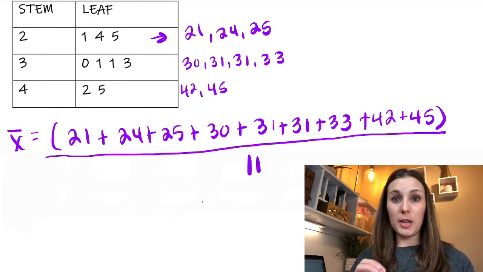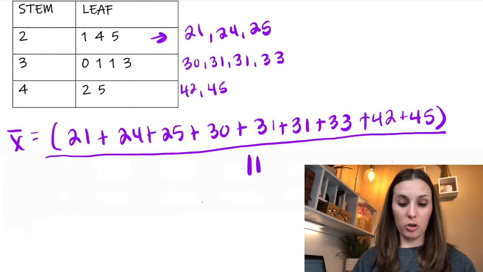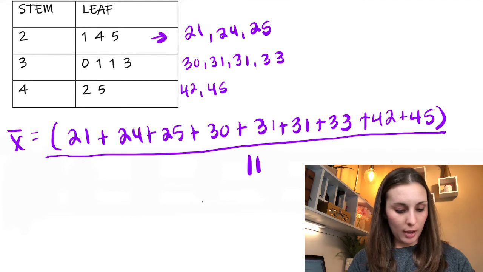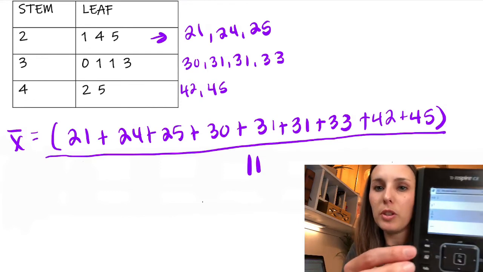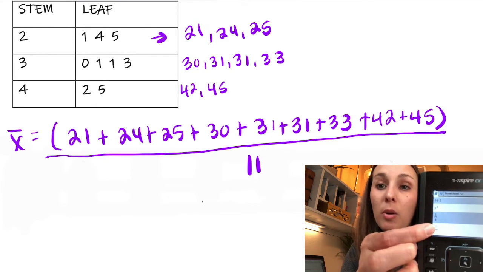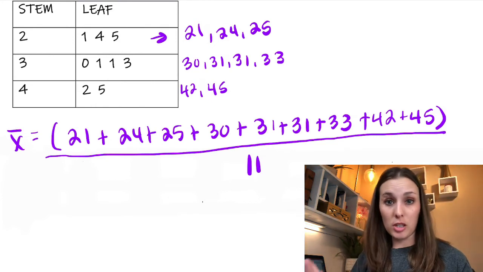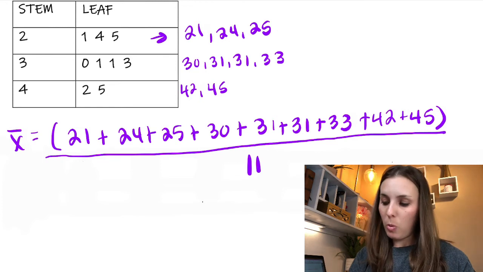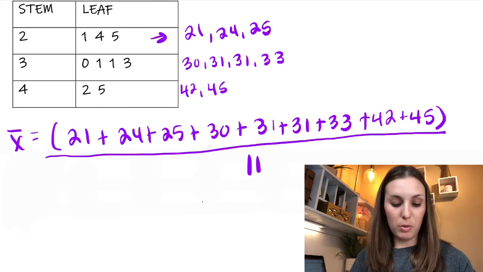The biggest mistakes happen when you type in the wrong numbers or you forget your parentheses. So you need to make sure that you're typing in the correct numbers. So I have my home screen here, and I do have a fraction button, so hopefully you can see it. It looks like this, a box divided by a box. So I don't have to worry about parentheses in this case. I can just type in the numbers: 21 plus 24 plus 25 plus 30 plus 31 plus 31 plus 33 plus 42 plus 45.